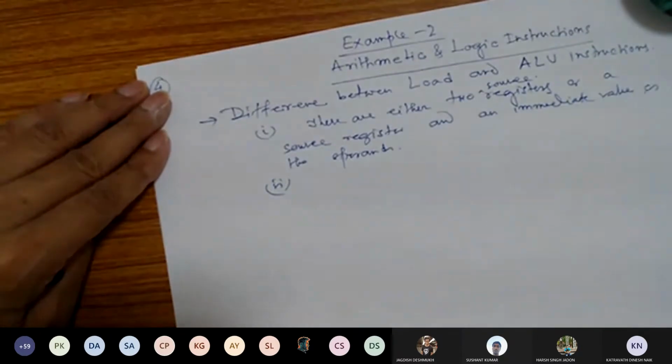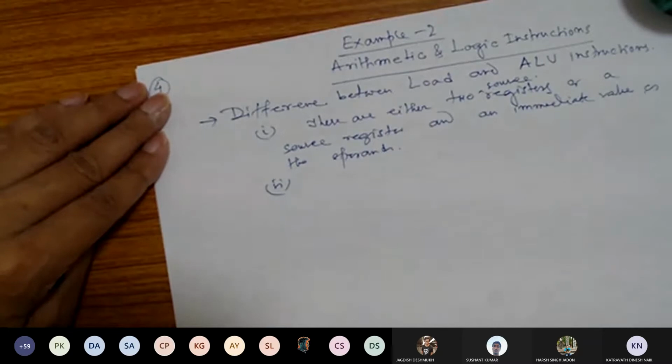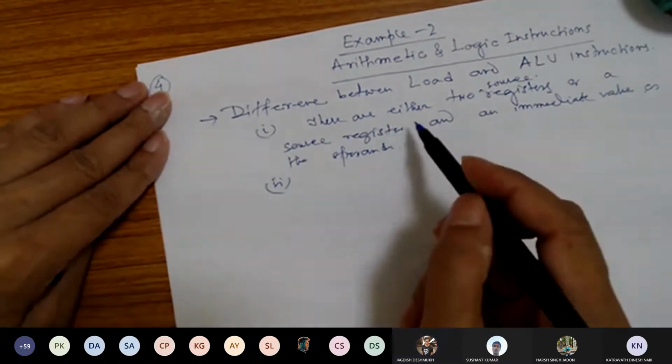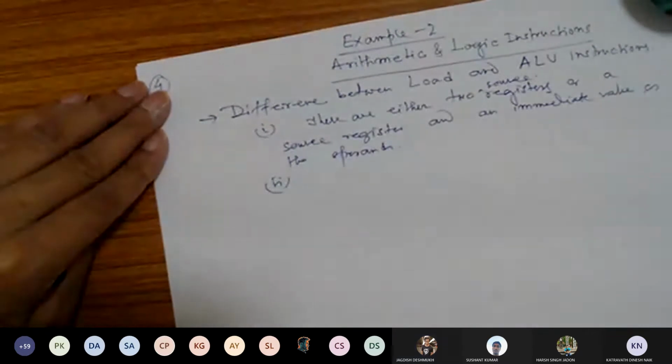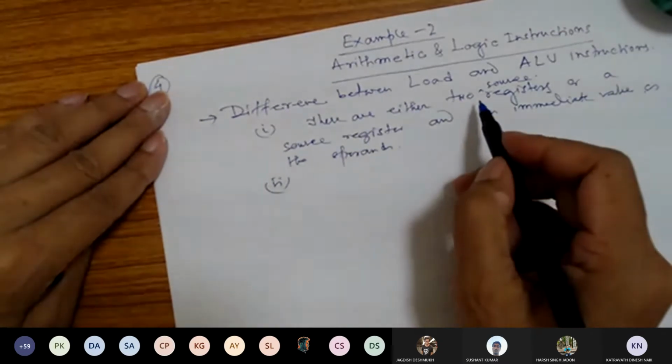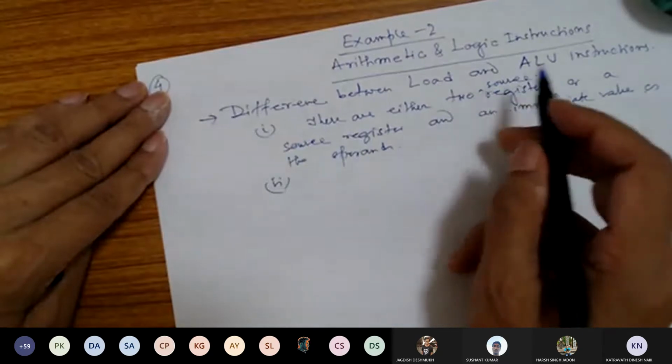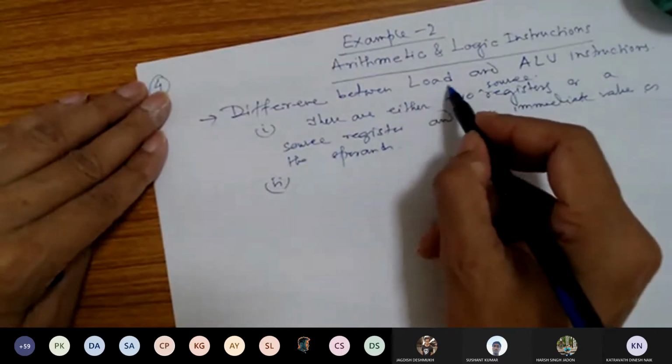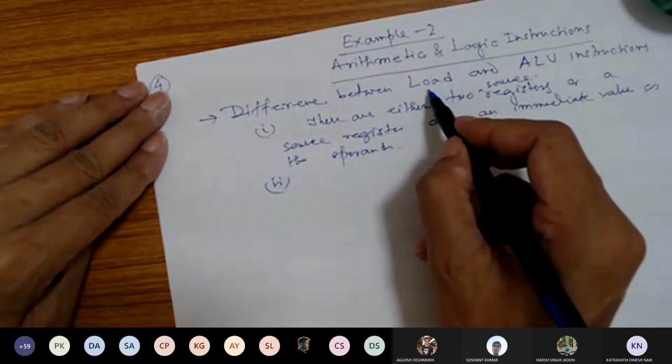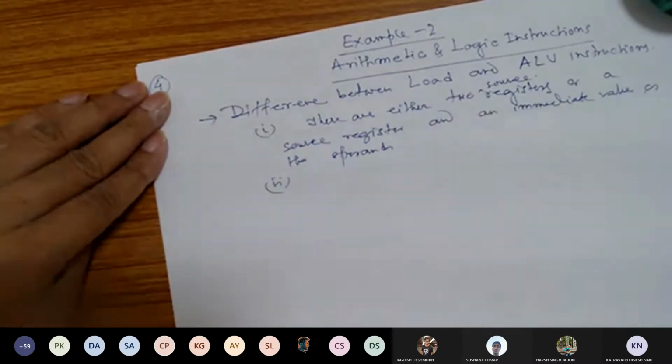And then the second one, what is the second difference with respect to load? Can someone tell me? Three arguments, like two to add and one to store the destination. Yeah, in the previous one also there were three arguments: R1, X and R2. We have identified that the source arguments in this case are either two registers or one register and one immediate value, which was not the case in load. In case of load, it was always one register and one immediate value. What is the second difference?